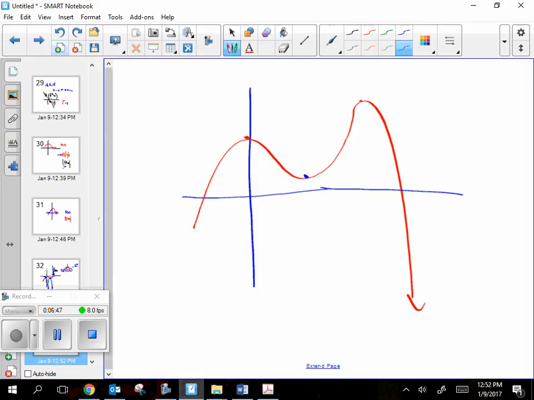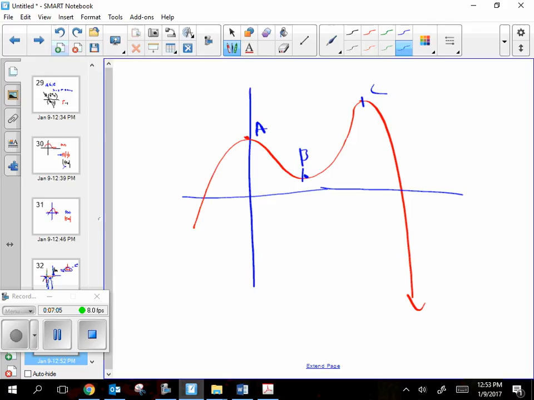Absolute maximum. Is it A, B, or C? C is the absolute maximum. Where is the absolute minimum? Doesn't have one. You don't say it's negative infinity. You say it doesn't have a minimum. It never stops. It never hits a low spot. Okay, how about between B and C?